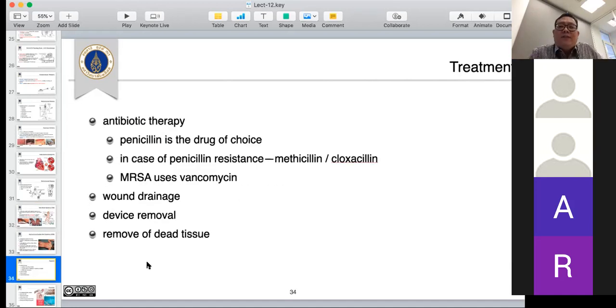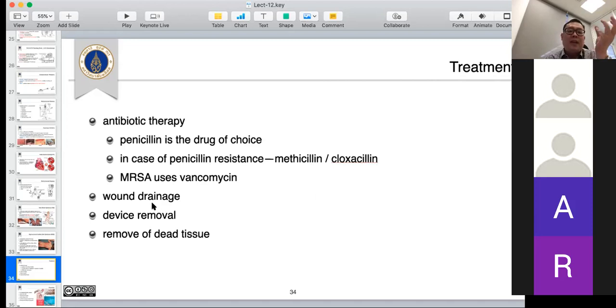Treatment of Staph aureus. Penicillin is the drug of choice. If penicillin does not work, the doctor probably thinks about methicillin or cloxacillin. They are in the methicillin group. But if the lab test shows MRSA, because it is methicillin resistant, probably use vancomycin. For MSSA, methicillin sensitive, we use methicillin, that's okay.